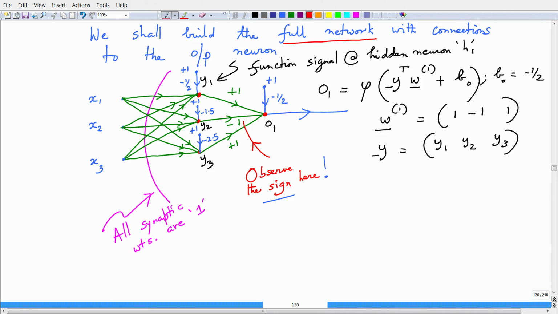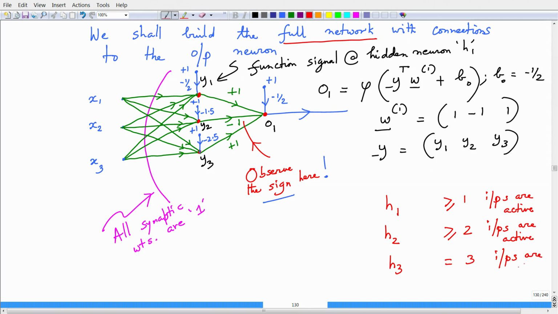Now, I have a situation where the hidden neuron H1 corresponds to the case when greater than or equal to 1 inputs are active. Hidden neuron H2 corresponds to the case when at least 2 inputs are active, and hidden neuron H3 corresponds to the case when all the 3 inputs are active.